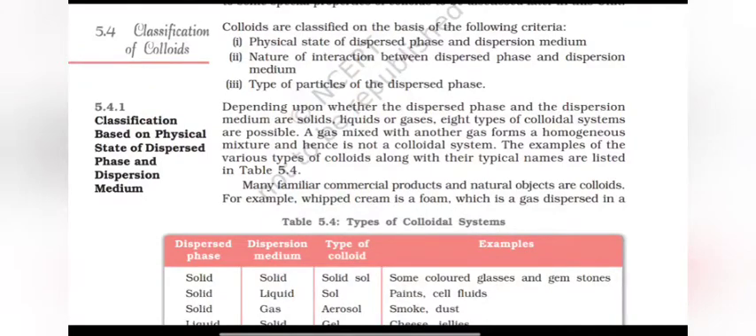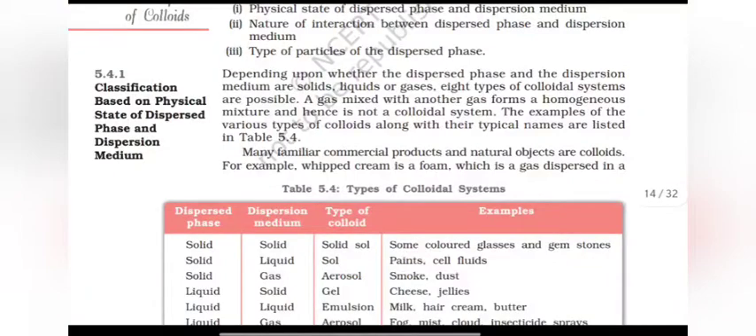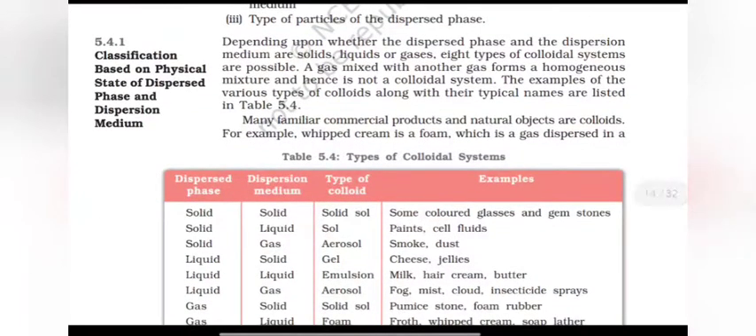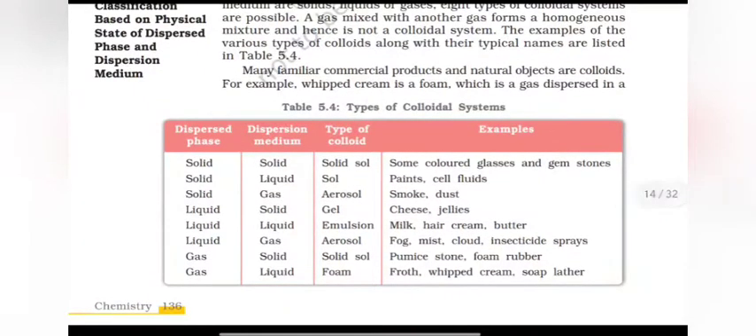Depending upon whether dispersed phase and dispersion medium are solid, liquid, or gas, 8 types of colloidal system are possible. A gas mixed with another gas forms a homogeneous mixture, hence is not a colloidal system. Examples of various types of colloids are listed with their typical names. Many familiar commercial products and natural objects are colloids.